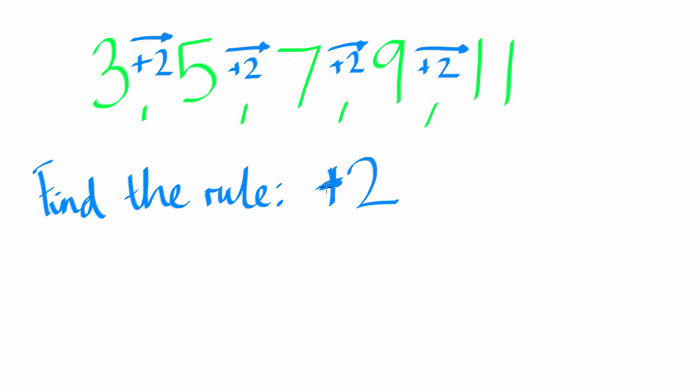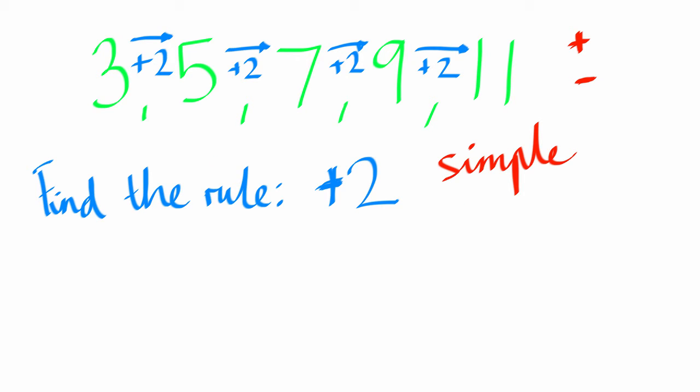Now that is what I'm calling the simple rule, okay? That's the one that you can see just by looking at a sequence. It's either going up, so it's add something, or it's going down, it's minus something. So that's the simple rule.